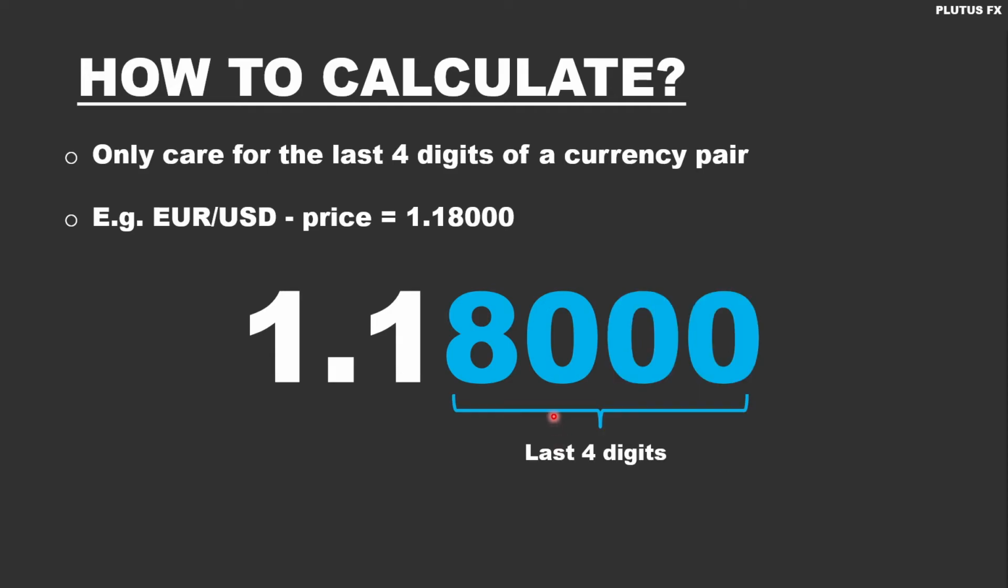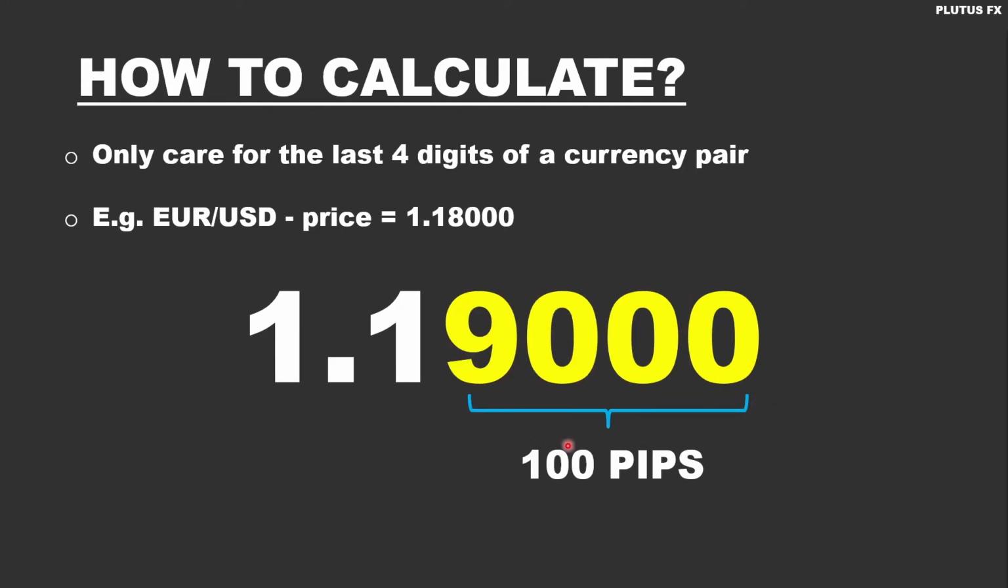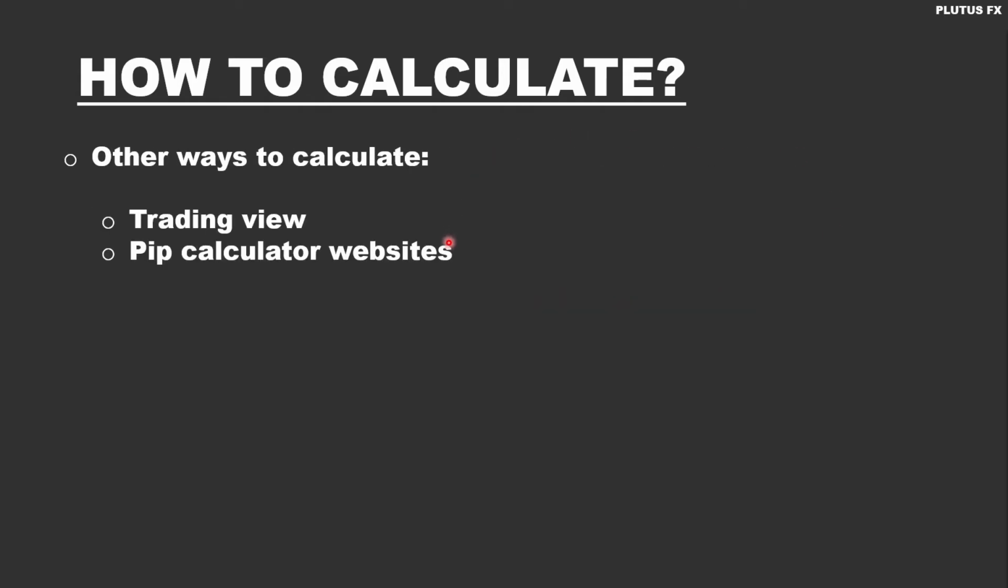So going over it one more time, 8,000 right here. We look at the last four digits, then the last two digits for one pip, the last three digits for 10 pips, and the last four digits for 100 pips. Now, if we're looking for 1,000 pips, you would also include this, but generally you don't catch 1,000 pips. So we would be looking at just these last four digits, because 100 pips isn't too hard to get. So other quick ways to calculate are using TradingView or pip calculator websites. I'll quickly go over a couple for you right now.